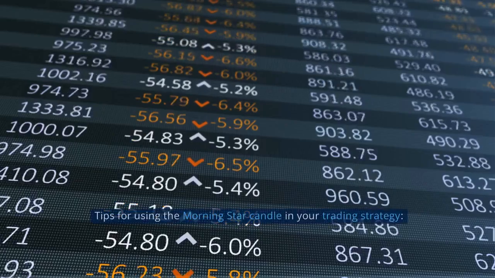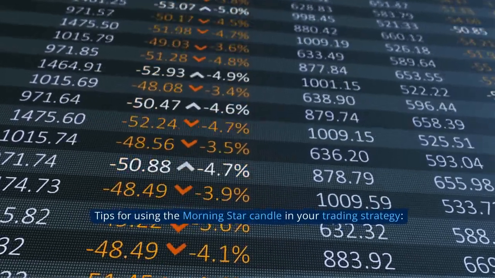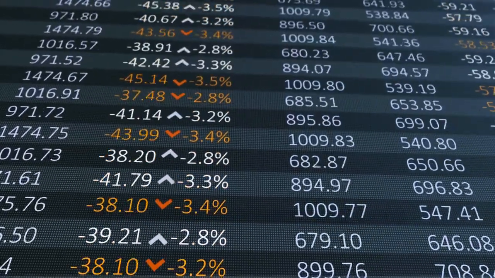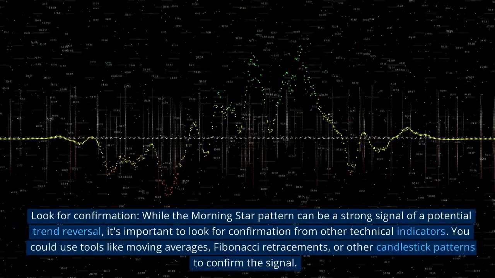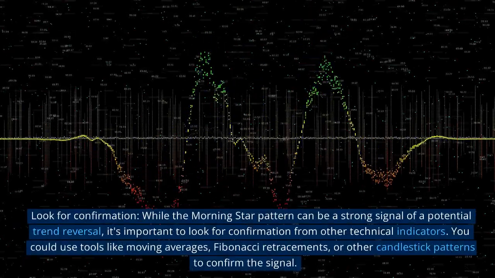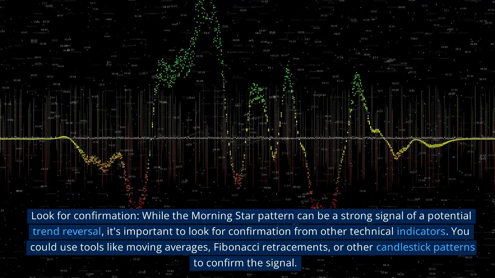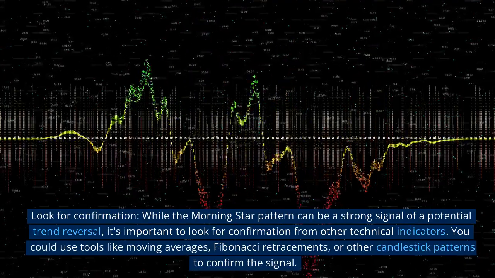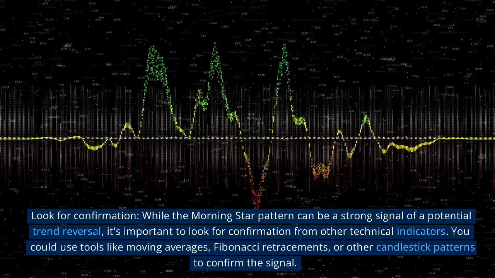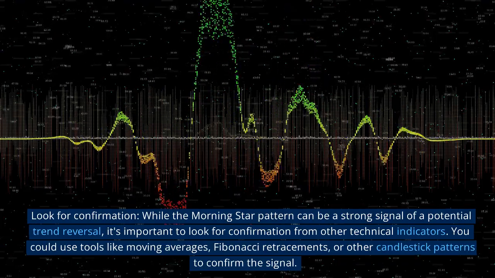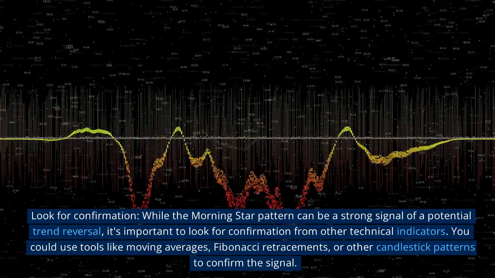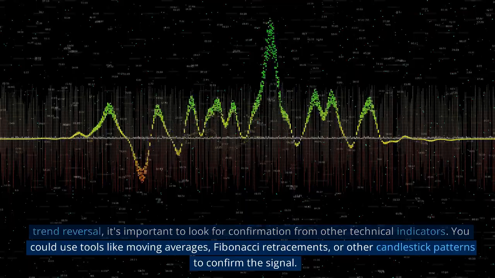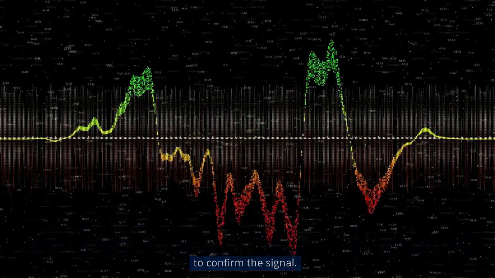So here are some tips for using the Morningstar candle in your trading strategy. Look for confirmation. While the Morningstar pattern can be a strong signal of potential trend reversal, it is important to look for confirmation from other technical indicators. You could use tools like moving averages, Fibonacci retracements, and other candlestick patterns to confirm the signal.